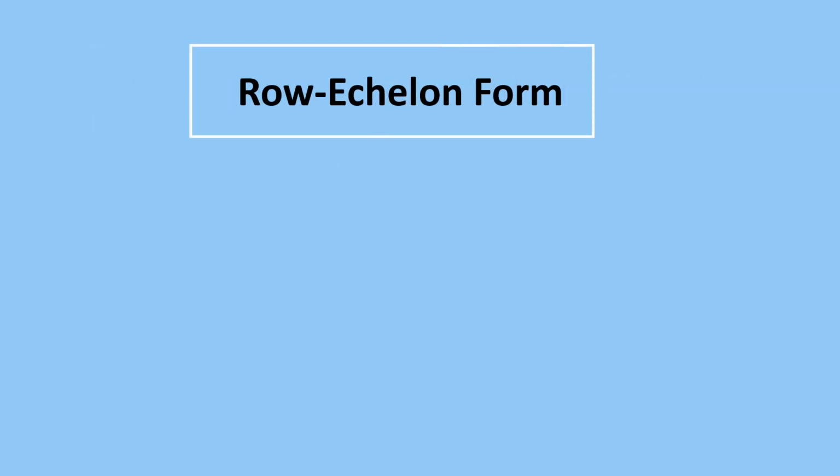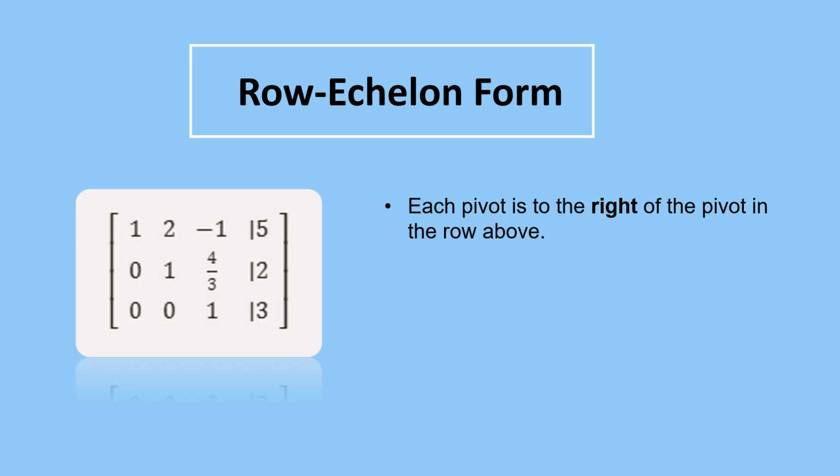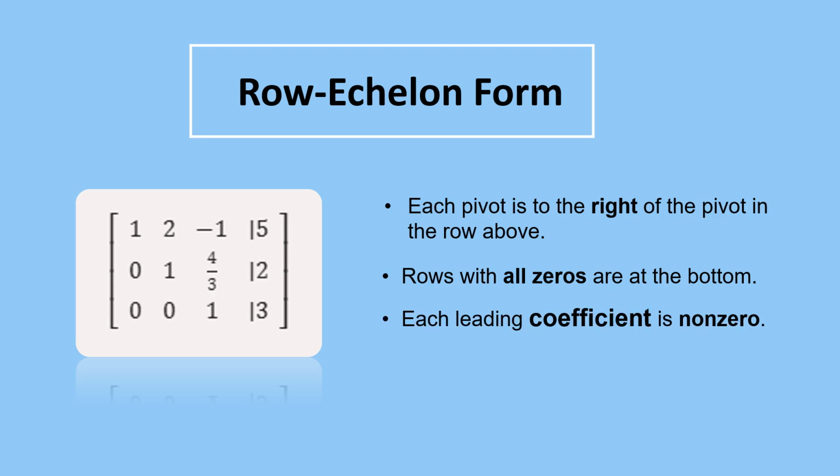To solve the system, we transform the matrix into a structured form called row echelon. In this form, each leading value in a row appears to the right of the leading value in the row above. If there are rows that contain only zeros, they move to the bottom. The first non-zero value in each row is called a pivot. This arrangement makes solving for unknowns more straightforward.